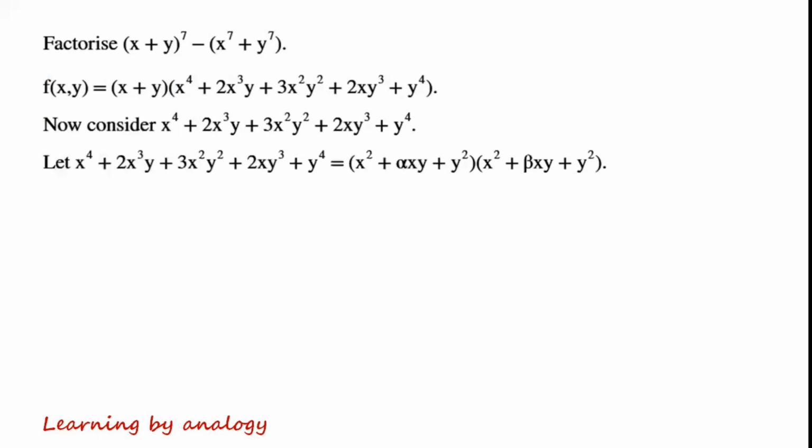Let x^4 + 2x^3y + 3x^2y^2 + 2xy^3 + y^4 equal (x^2 + αxy + y^2) times (x^2 + βxy + y^2).